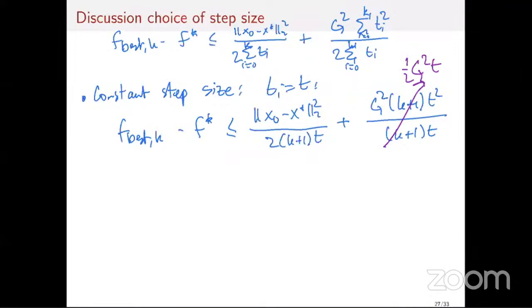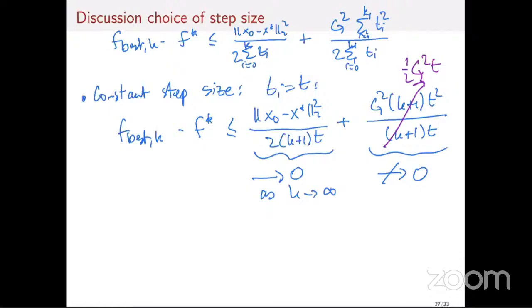Okay, so you can see that if I let k go to infinity, the first term will go to 0 as k goes to infinity. But this term actually does not go to 0. So this means that I cannot prove a priori that my function value is going to converge to f star. But it is going to converge to a neighborhood of f star.